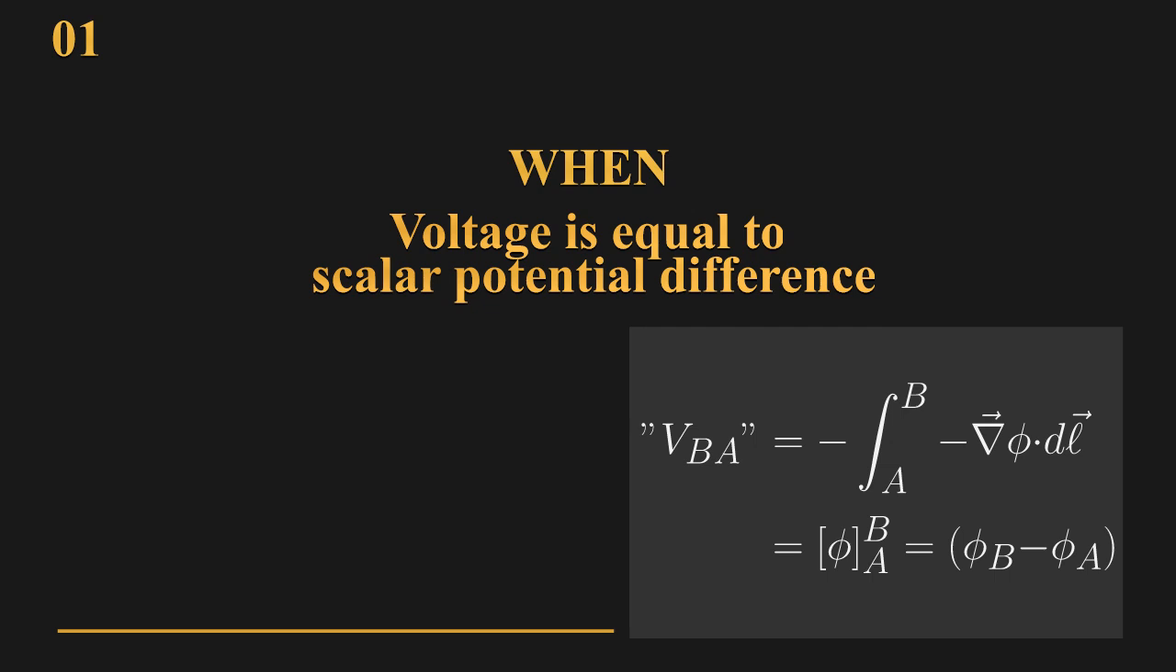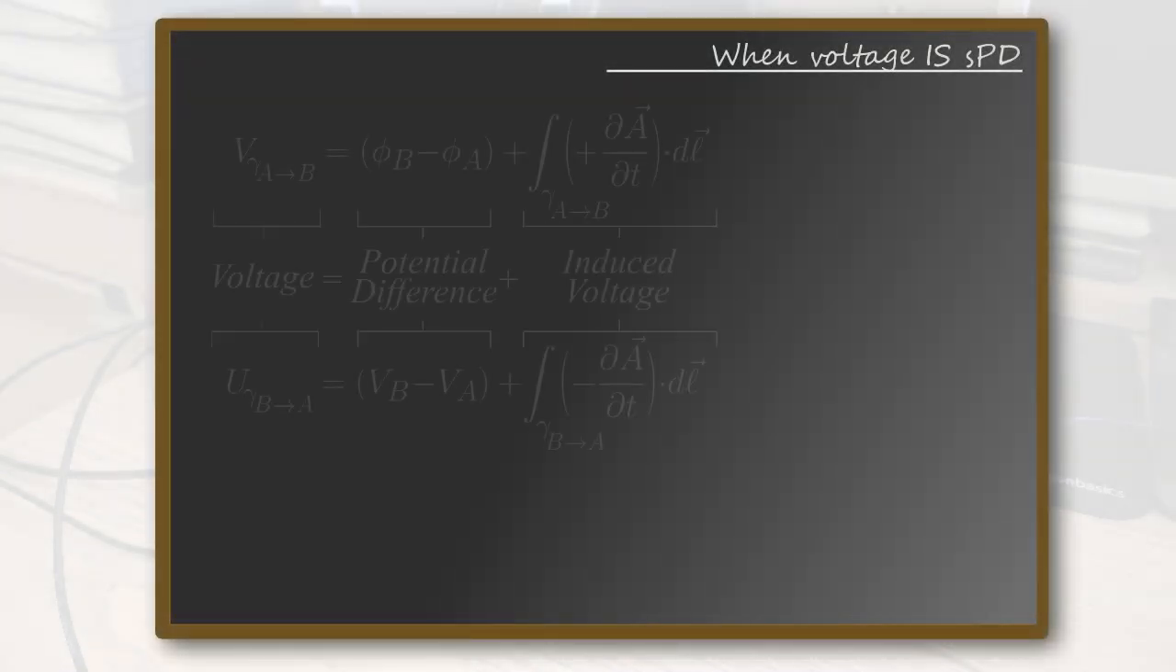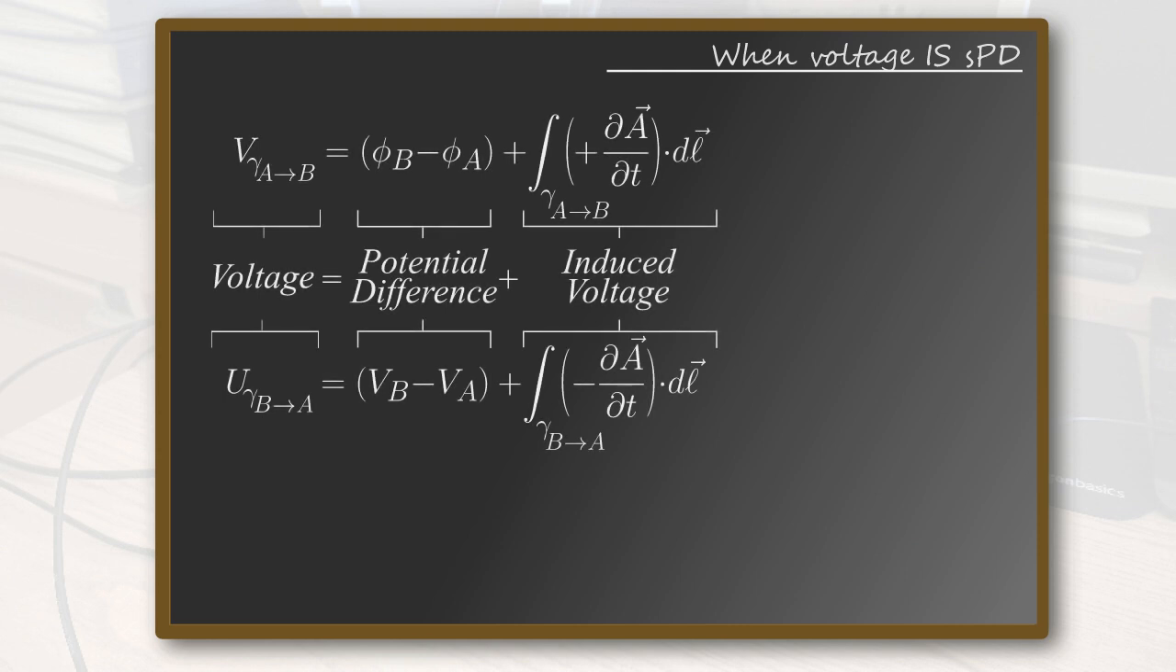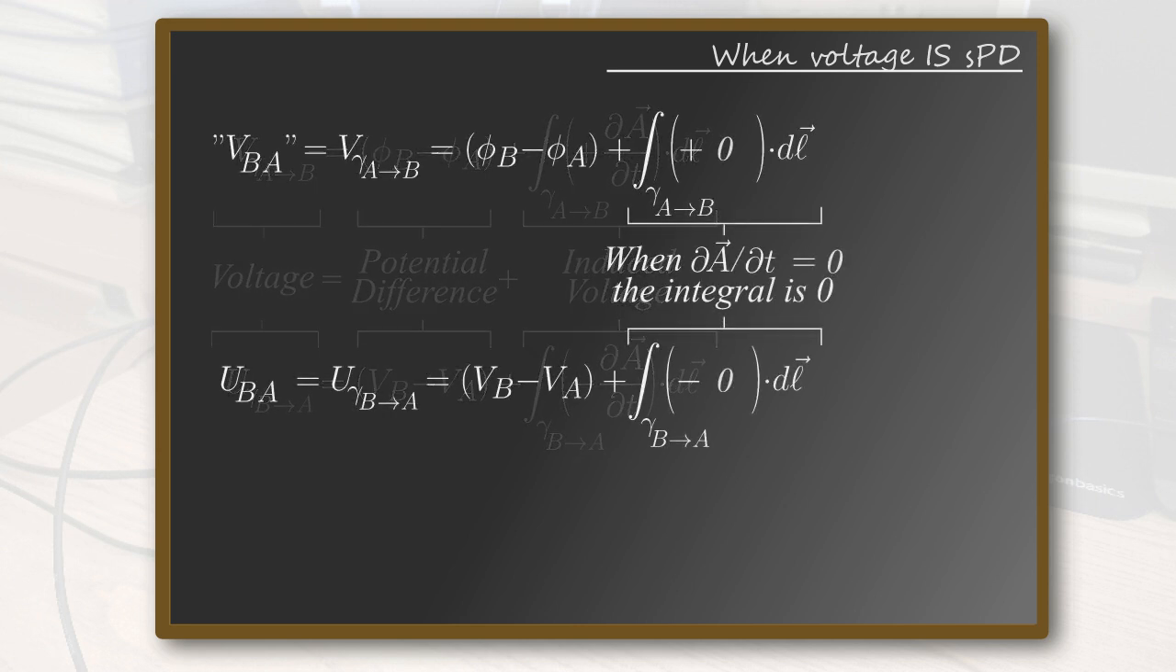Let's revisit the concept of potential difference from a different angle. As usual, we start from the formula of voltage as sum of scalar potential difference and induced voltage, shown here in both notations, ours and IEC's. We already know that potential difference is a component of voltage, and in the static case, when all time derivatives are set to zero, voltage is everywhere equal to scalar potential difference.